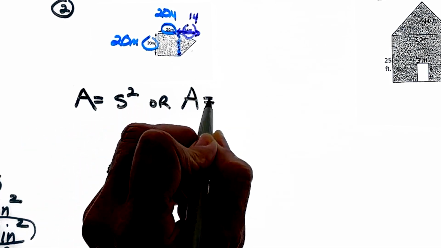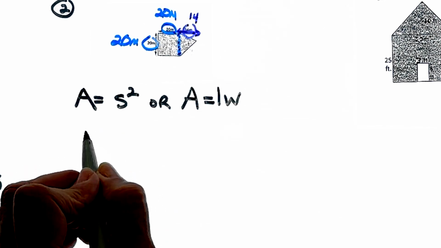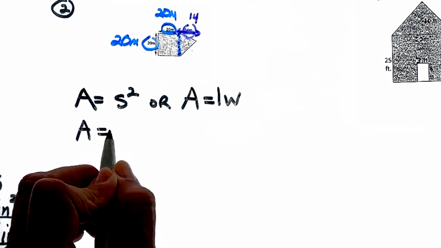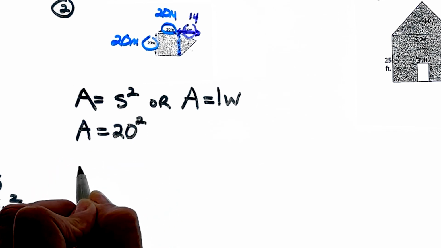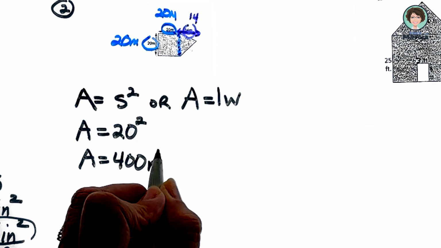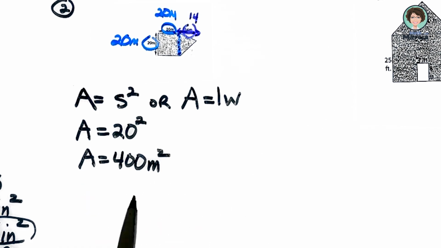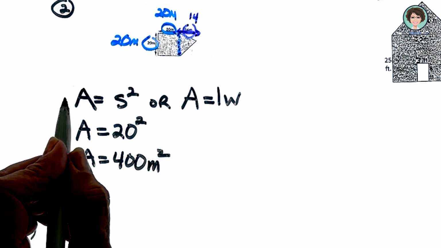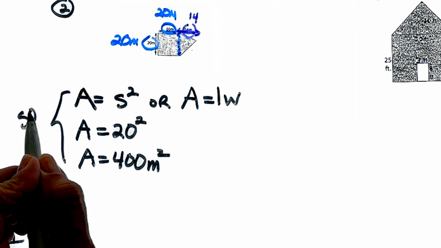So I know that I have a square, and I did not list the square formula up there. We can use area is equal to length times width, or the area of a square is actually side squared. So if I'm using side squared, area is equal to 20 squared, and we know that 20 squared is 400 meters squared. Remember, this part here was my square.